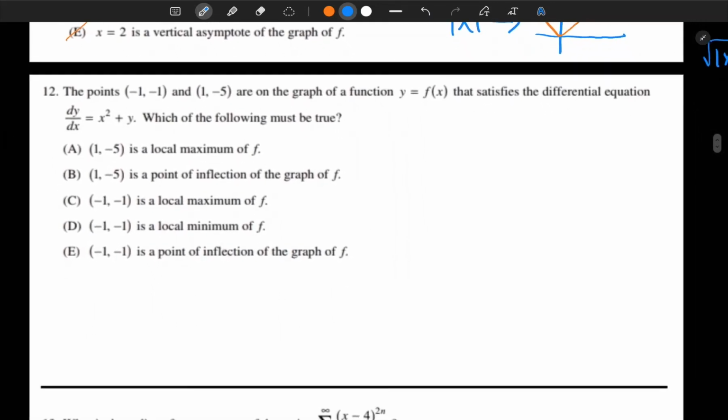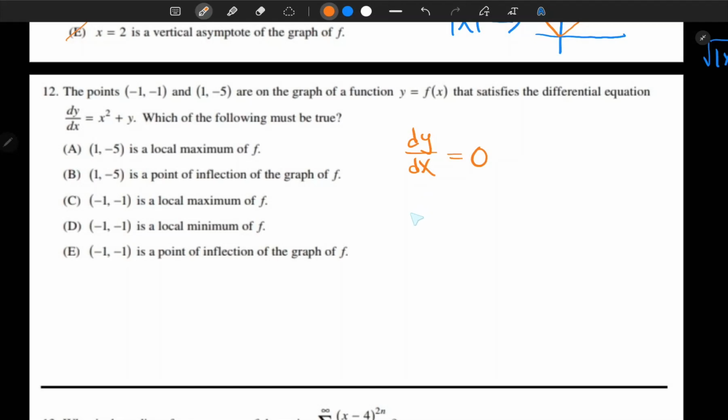Moving on, the points (-1, -1) and (1, -5) are on the graph of a function y is equal to f of x that satisfies the differential equation dy dx is equal to x squared plus y. Which of the following must be true? Well, we wish to see whether or not it's a local minimum, a local maximum, or a point of inflection. The way that you find this is by taking, well, firstly, we need to find that at all of these points, we know that dy dx is equal to 0. So firstly, we need to check which of these points, if any, satisfies this equation.